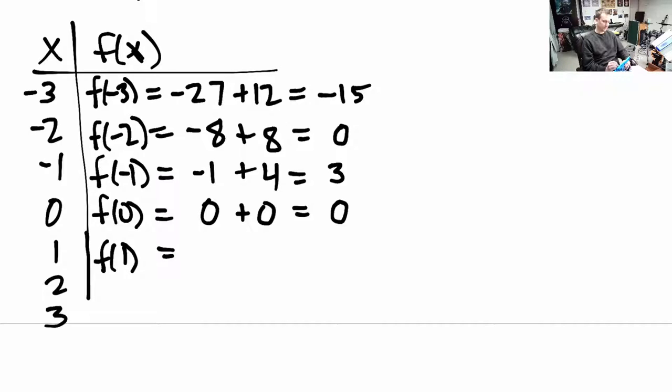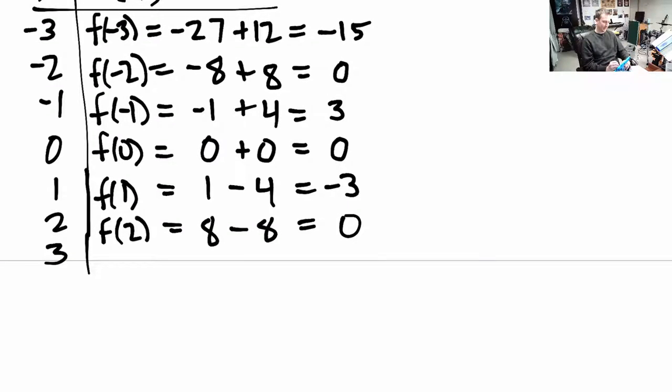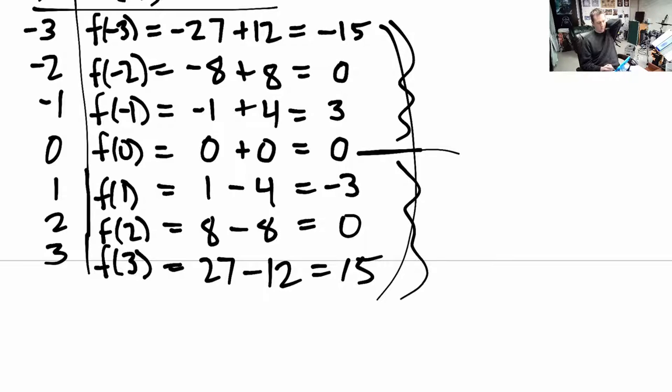F of 1 is 1 cubed minus 4 times 1. So this is negative 3. Well, that's interesting. F of 2, 2 cubed minus 4 times 2, which is 8. Back to 0. So now we're skipping around 0, 3, negative 3, 0. And lastly, f of 3 is 27 minus 4 times 3, which is 12, which is positive 15. So there's a nice symmetry here if you look at the order of the numbers. If we just draw a line right here, we change the sign of everything up here and reverse the order, and we've got it all down there. So it's kind of a nice little pattern.